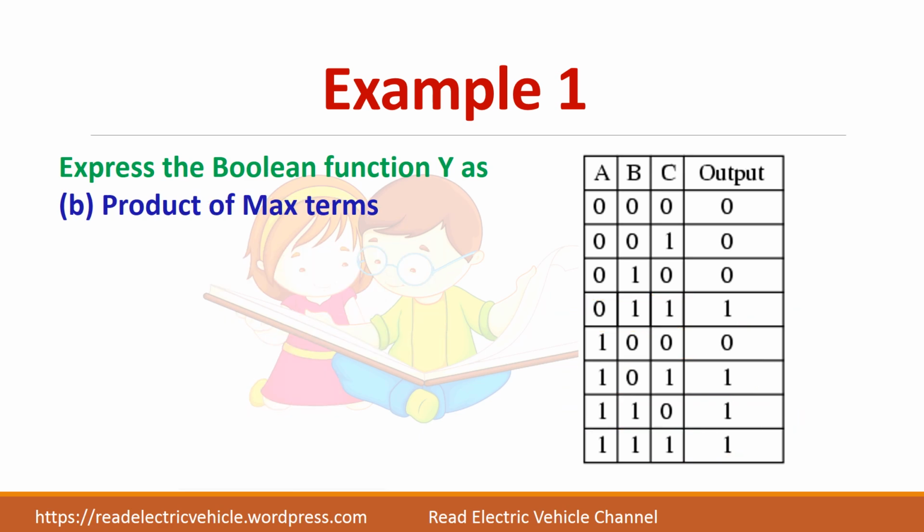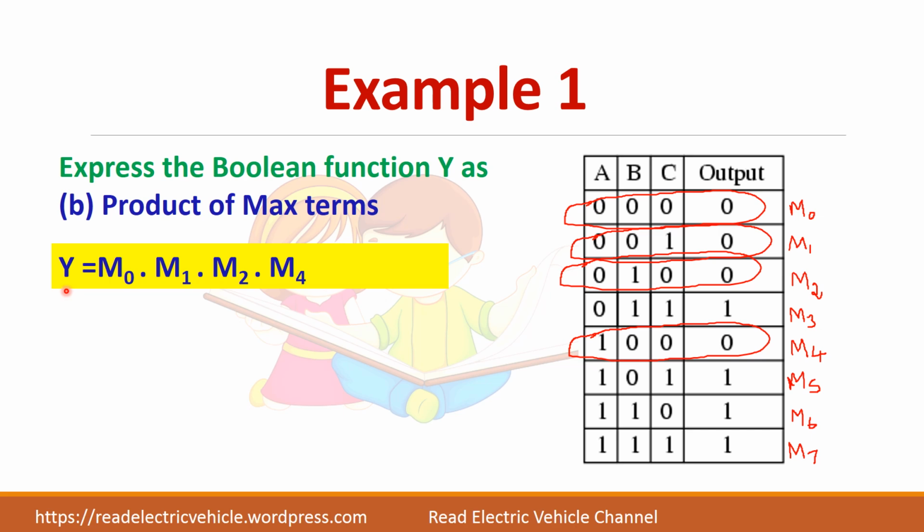Next we have to find the Boolean expression as a product of Maxterm. First you mark the Maxterms M0, 1, 2, 3, 4, 5, 6, 7. Now for Maxterm, first you have to identify the terms which produce 0 in the output. So here M0, M1, M2 and M4 have 0 in the output. Now it is product of Maxterms. So Y is equal to M0 into M1, M2 and M4.